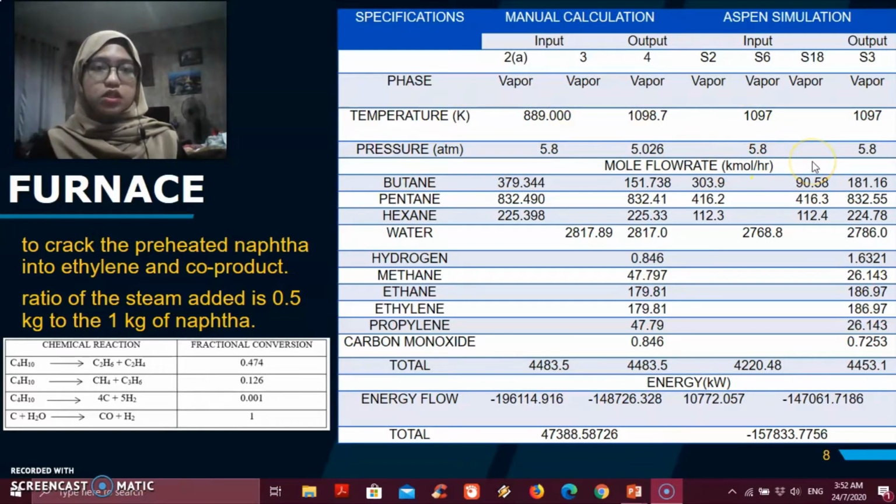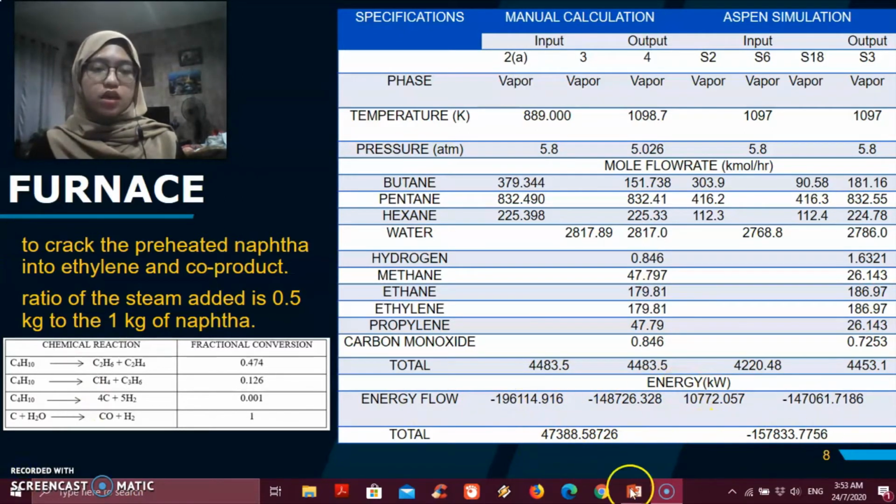And the output pressure for manual calculation is 5 atm, while for Aspen it is 5.8 atm. And then the mole flow rate is quite similar, with a little bit of difference: 4483 for manual calculation, while the Aspen simulation gives 4453 kmol per hour. So we'll look at the energy flow, which has a very huge difference. This is positive for manual calculation, while for Aspen it is negative. The positive means that it's endothermic.